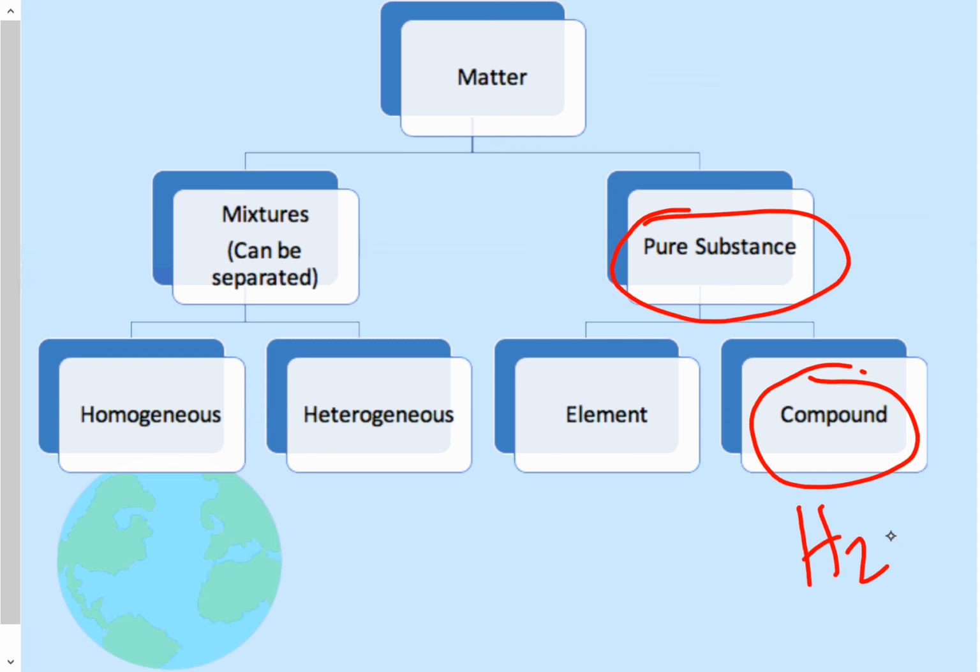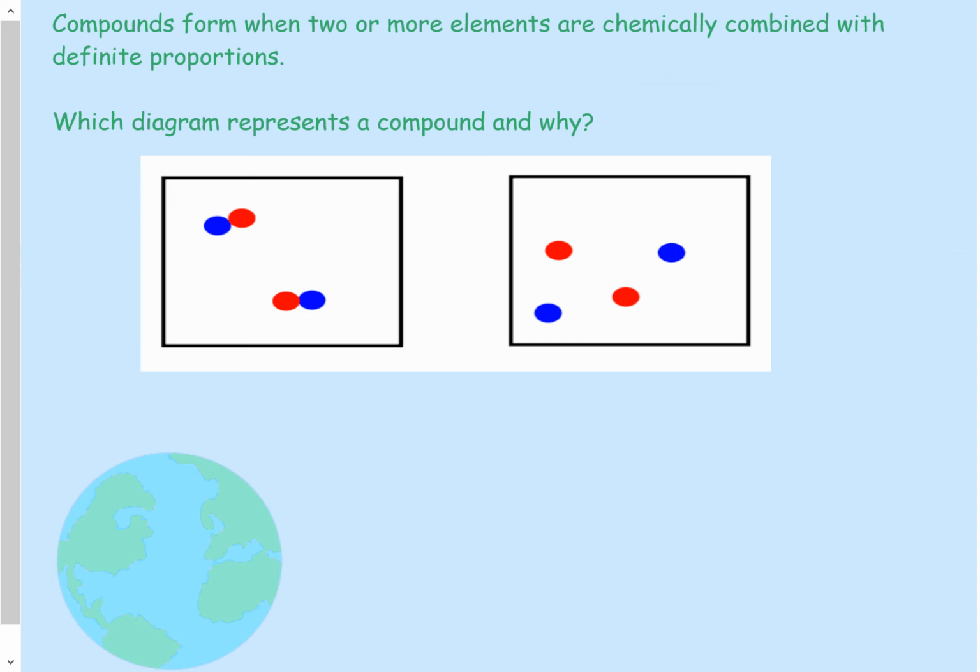So if I find water in the United States, forget about if it's mixed with something else. If I find pure water in the United States, it should have 2 hydrogens and 1 oxygen in that molecule. If I go anywhere else in the world and I ask for water, it should have the same exact proportion between hydrogens and oxygen. So compounds are chemically combined with a definite proportion, meaning their proportion will not change.